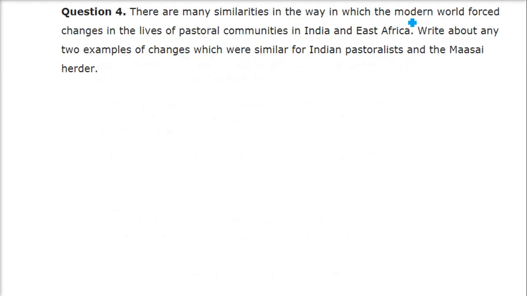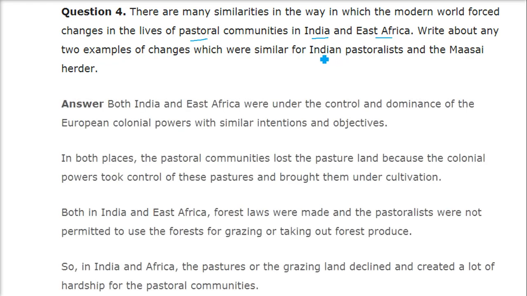There are many similarities in the way in which the modern world forced change in the lives of pastoral communities in India and East Africa. Write about any two examples of changes that were similar for Indian pastoralists and the Maasai herders. Both India and East Africa were under the control and dominance of European colonial powers with similar intentions and objectives.